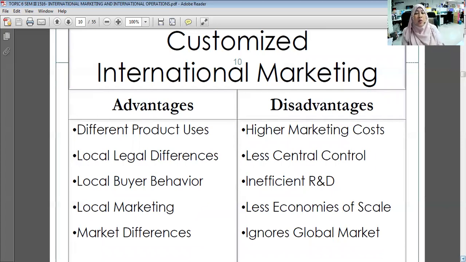And in terms of local legal differences, of course, certain legislation, I mean the law enforcement, will be totally different. You cannot expect Malaysian law to be the same as Indonesian law, and Indonesian law to be the same as Chinese law. It will be totally different. So that's why those who prefer to have a local brand will support the advantage of customized international marketing.